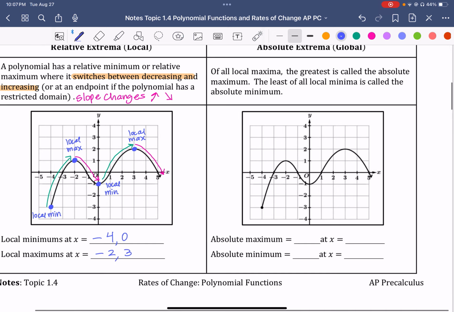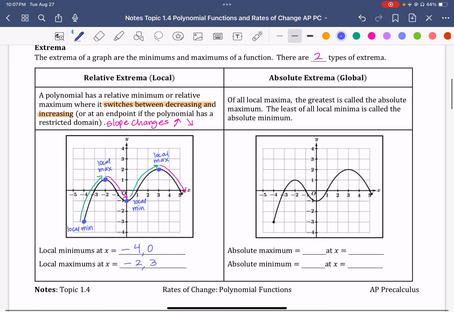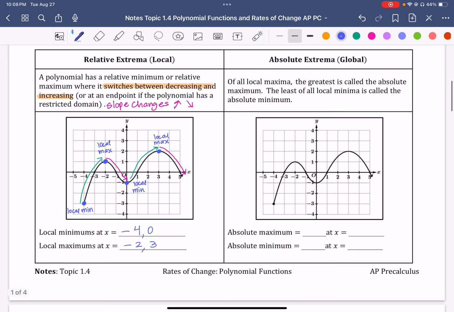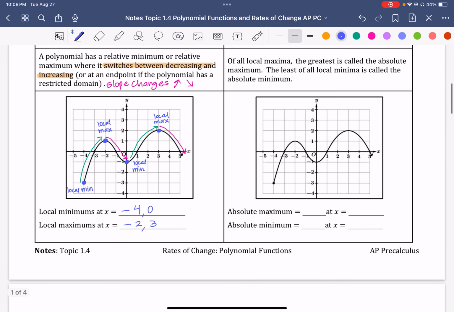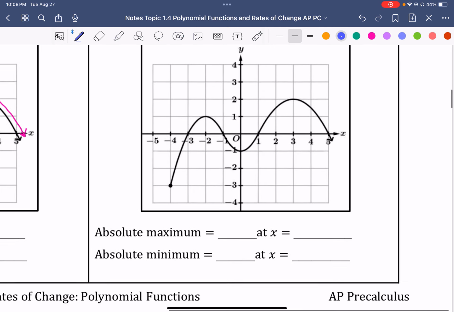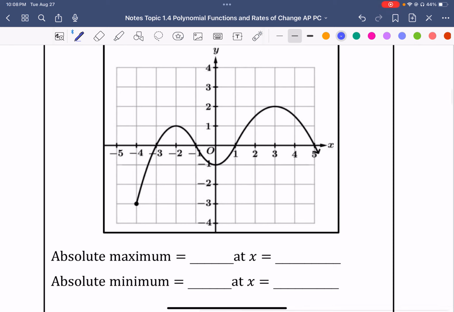All right, the second type of extrema are called absolute extrema or global extrema. Of all the local maxima, the greatest is called the absolute maximum, and the least of all local minimums is called the absolute minimum. So these two graphs are actually the exact same. Now remember, all of them are already local. There's only going to be one or two special ones that are local and absolute.